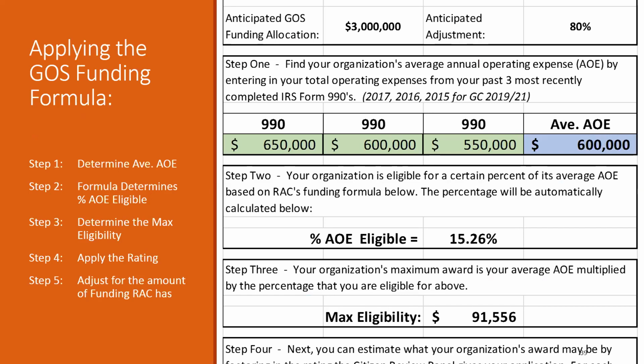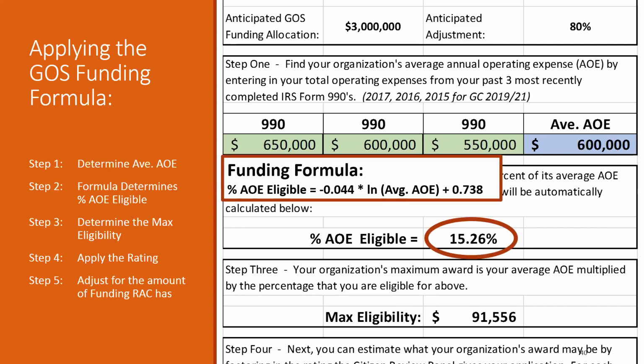Okay, jumping to general operating support, I won't dive too deep into it, but just so that you are aware, we do have a funding formula that determines what an applicant is eligible to receive. Based on an organization's total functional expenses, we have a funding formula that determines how much of their budget they can receive. In this example, a $600,000 organization can receive up to 15.26% of their budget for an eligibility of up to $91,000.